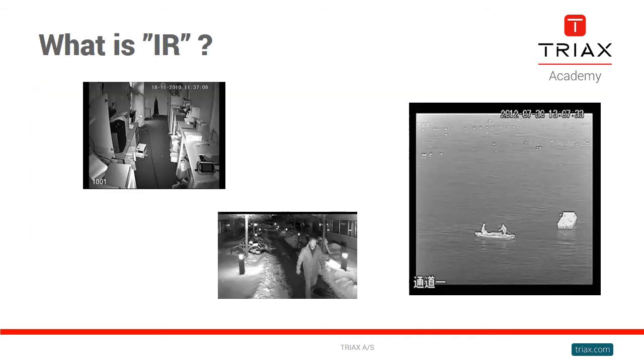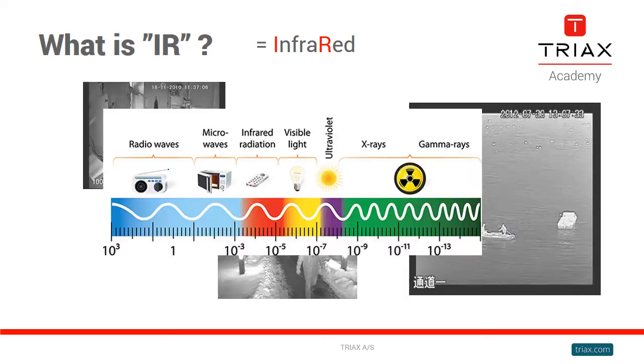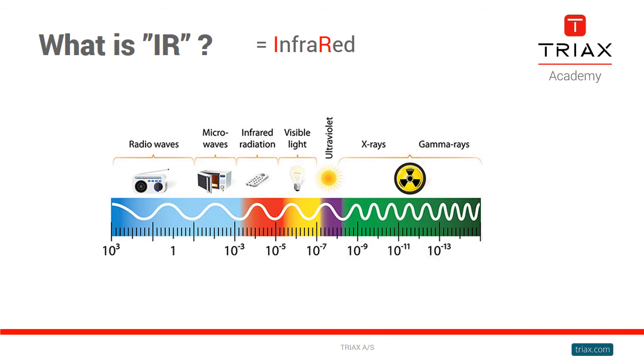Before we start talking about the cameras, there are some terms we need to know. We will start with IR. IR is an abbreviation for infrared. The IR used in the cameras is defined as near infrared and is just below visible light, if you look at it in a spectral range.